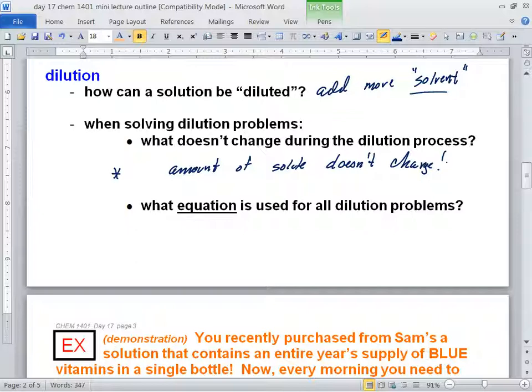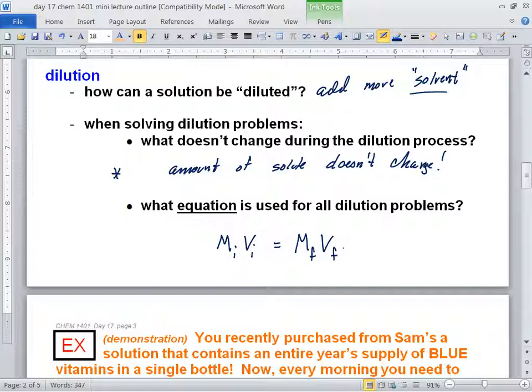So what equation is used for all dilution problems? Let's see if Kendall got this out of the reading. There was an equation. It had four variables in it. Did anyone see it? Big M V equals big M V. Then they had subscripts on it, initials and finals.